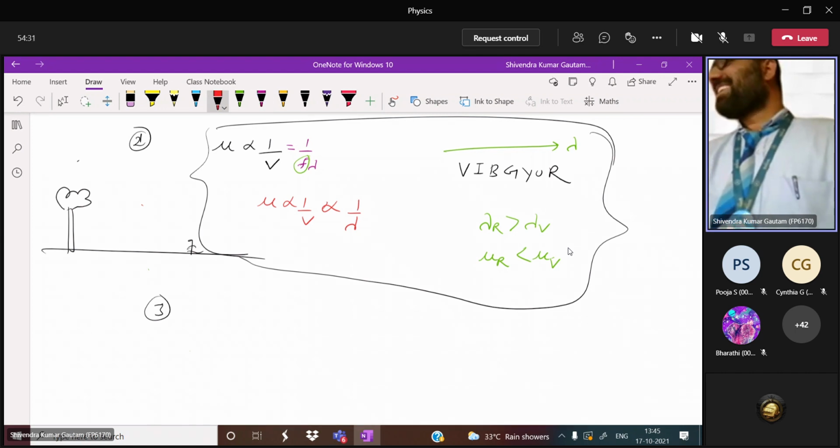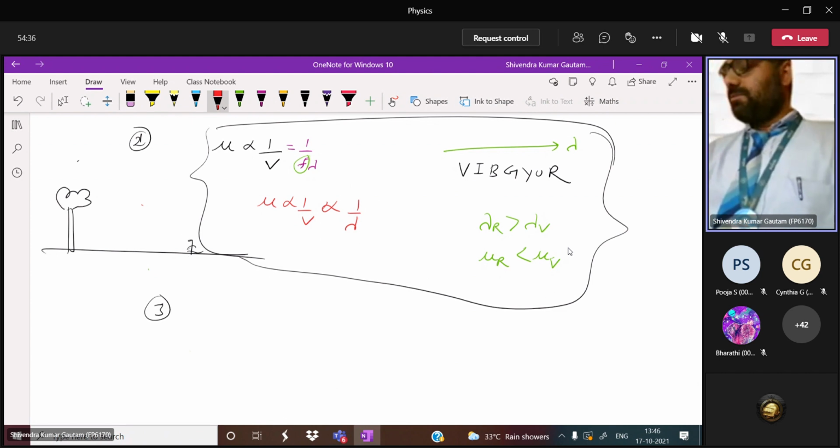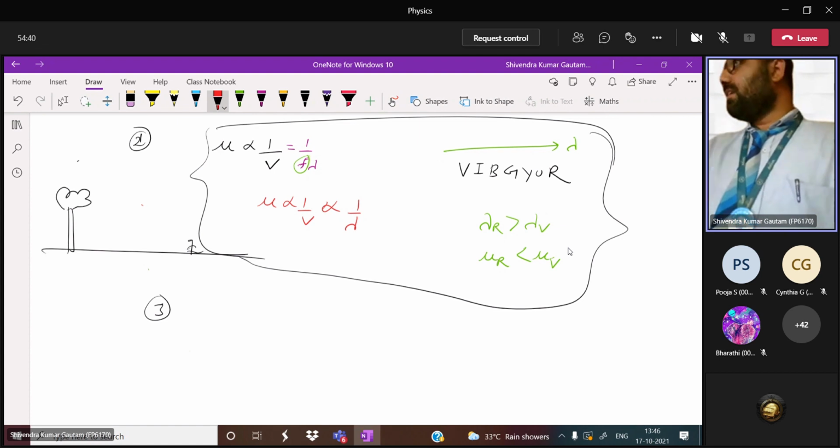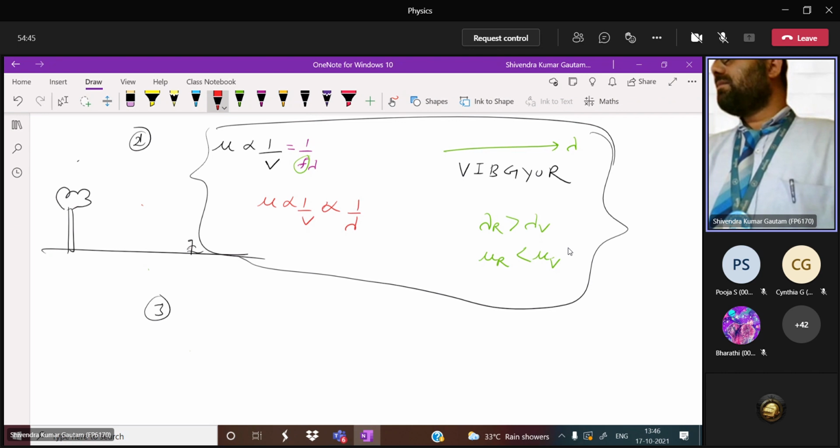Suppose one boy is here. Now here a tree is there, vertical. For a vertical object only, a false image will form, which we call an optical illusion also.